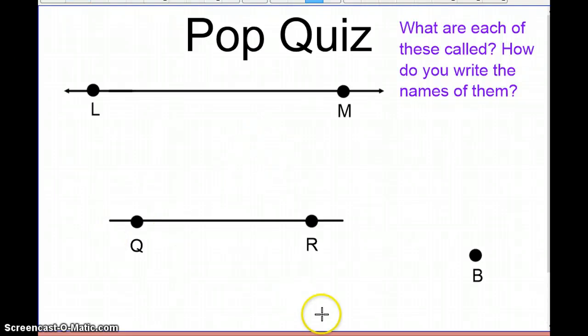Okay, so which one was the line? You're right, it was this one. Which one was the line segment? Right here. And you know what? These dots should actually be moved to the end because they are end points. And then here is our point, point B.